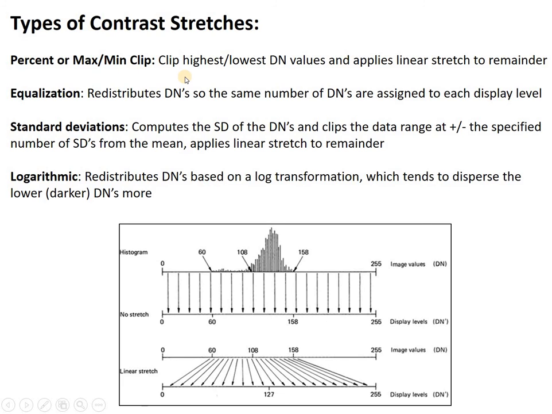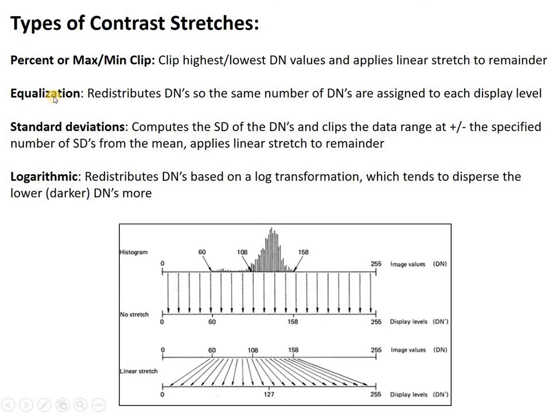Essentially what this does is it clips outliers off of your digital number range and then applies a linear stretch to whatever's left. And you can specify what those outliers should be using either a percent, like clip the top 2% and bottom 2%, or using a max-min. You can say clip off any value above 150 and any value below 100, and then stretch the rest. Okay, so that's percent or max-min clip.